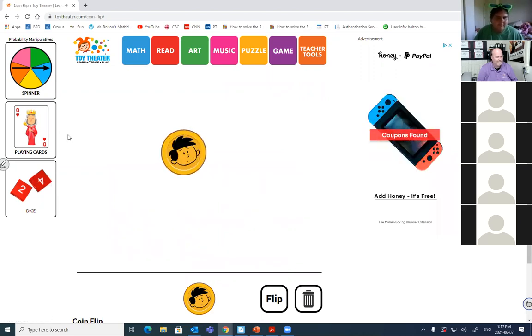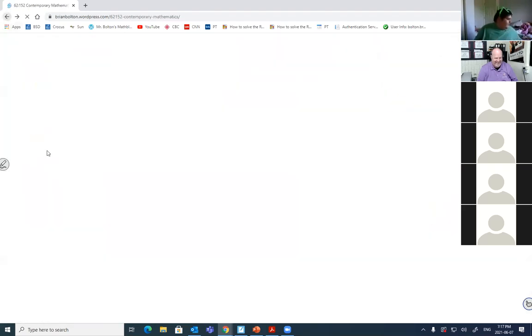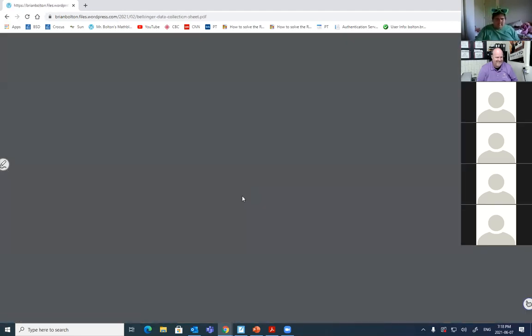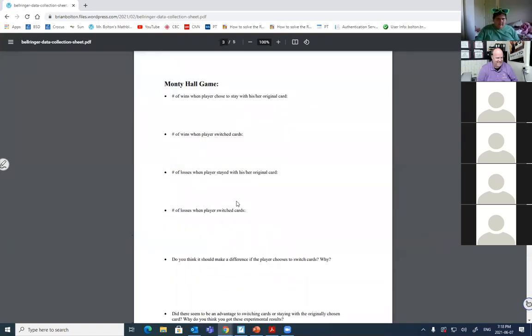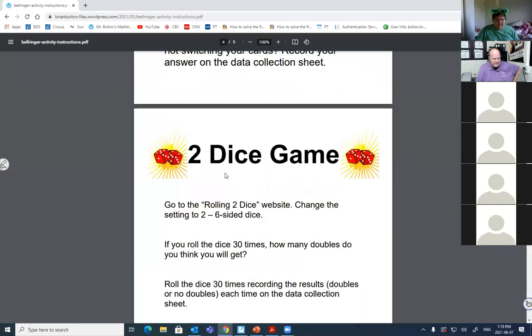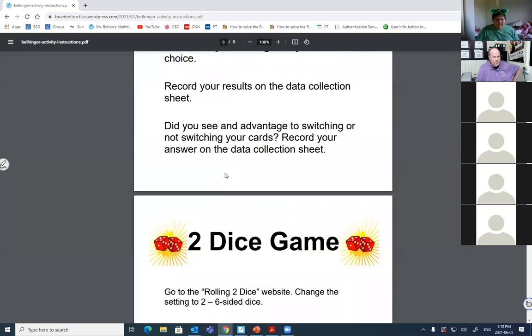I have a question about the Monty Hall one. How would you figure out the first question on this data sheet? Would that be a multiplication? Right, let me pull it back up here. It says number of wins when player chooses to stay with their original card. So it would be based on how many times you play it, right? So if you're playing it 30 times, how many times did you win when you stick with the original one? So how many times does it actually say to play it? I can't even remember. Hang on. Spin to win. Where's Monty? 20 times and 20 times.